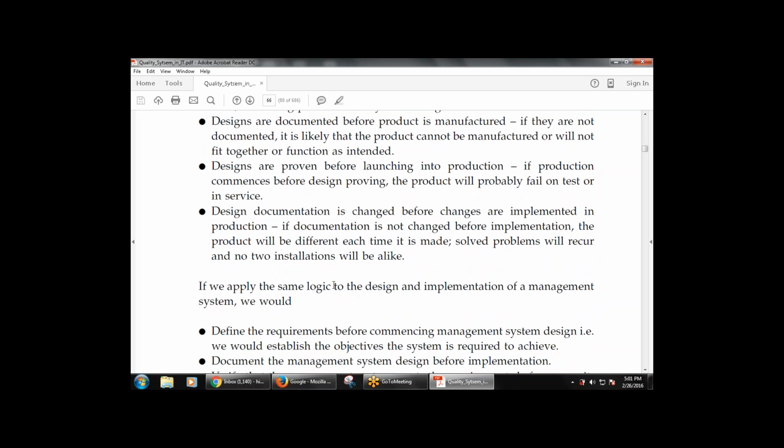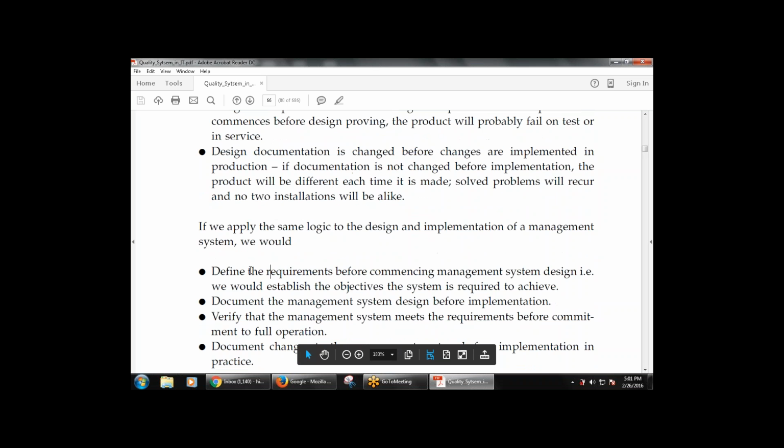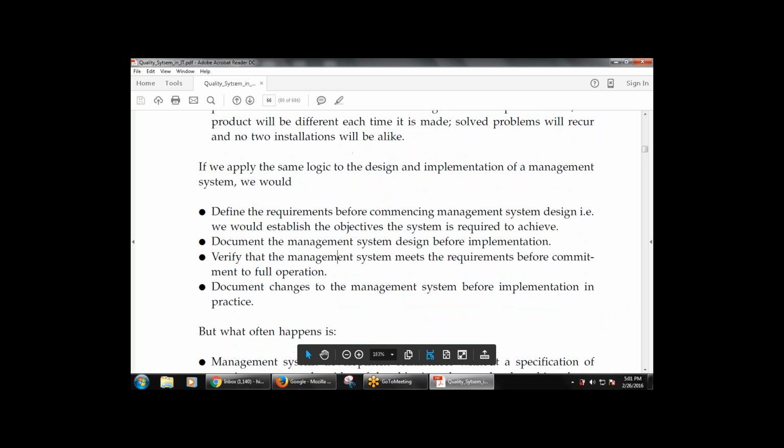If you apply the same logic to the design and implementation of the management system, you would define the requirements, document the management system, verify that the management system meets the requirements or not, then document changes to the management system. These are the various requirements and design steps for the implementation of the management system.